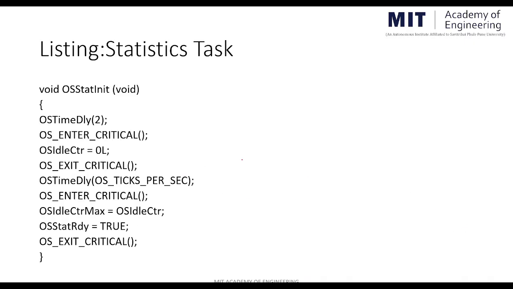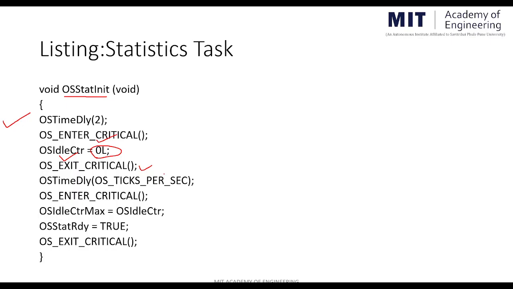Now we will see the listing. This is the name of the task, and this is the body of the task which is written into the kernel. The idle task and statistic task are written by the kernel, and all application tasks are written by the application user. So for the statistic task, there is OSStatInit and the OS time delay function. First we have to enter the critical section. Then OSIdleCtr, which is taken as a return from the idle task by the statistic task, is initially 0. Then OS_EXIT_CRITICAL.